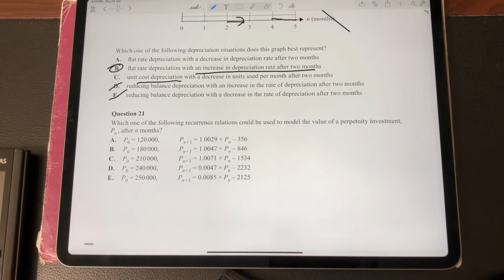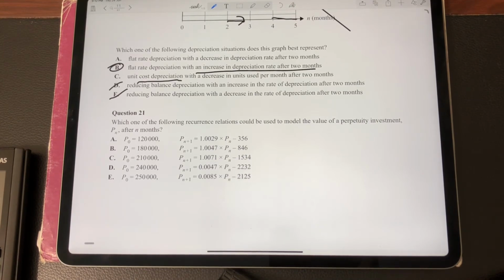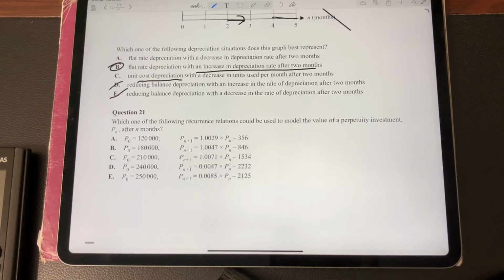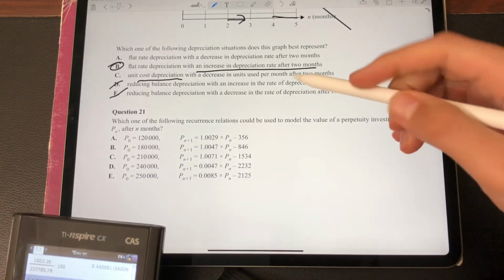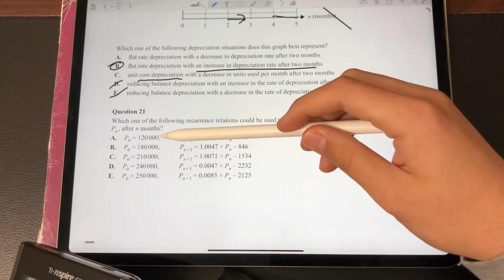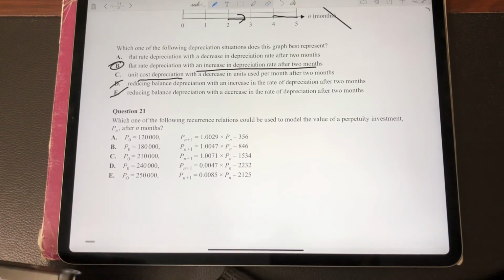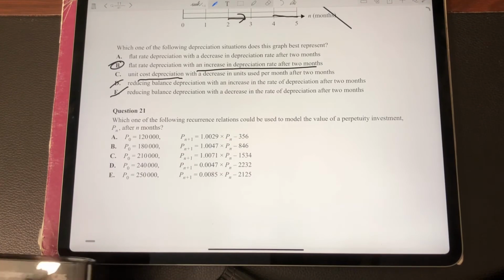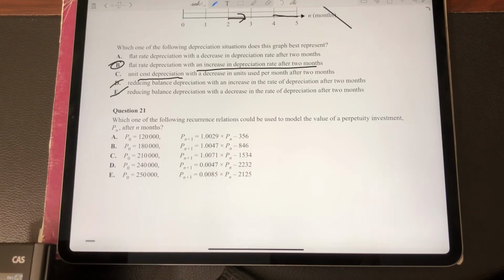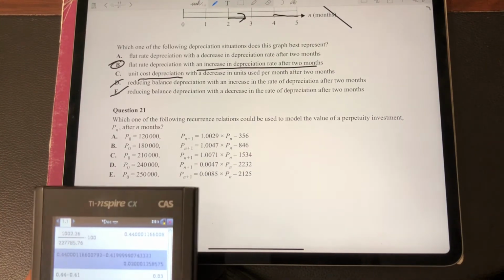Question 21. Which one of the following occurrence relations could be used to model the value of a perpetuity investment, PN, after n months? So basically you should know that the value of a perpetuity always stays the same. So if we try one of the following multiple choice options, the present value should always stay the same. It should not increase, because a perpetuity investment is basically putting money in the bank or putting money into an investment, and you just take out the interest. So let's try option A.